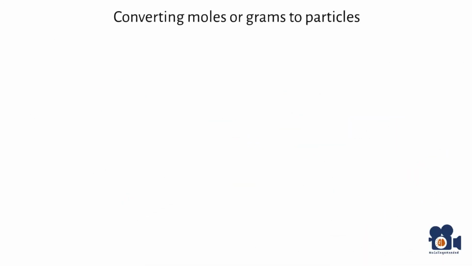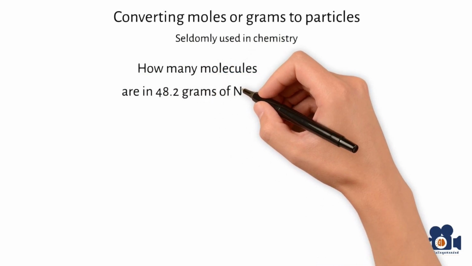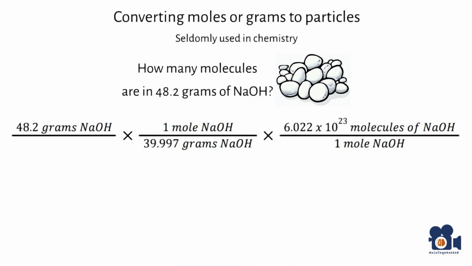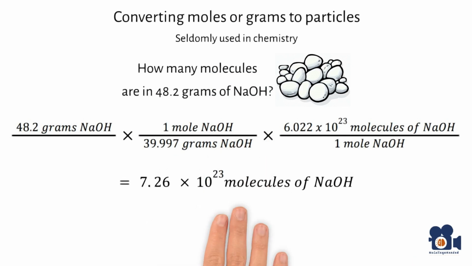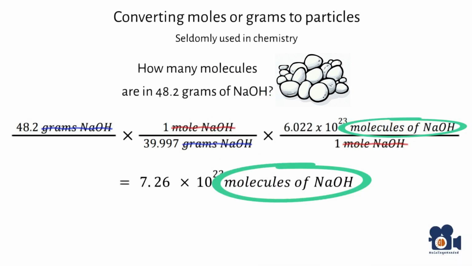Converting moles or grams to particles is seldom used in chemistry, but for completeness, I will show you how to set it up with the dimensional analysis. Say you want to know how many molecules are in 48.2 grams of sodium hydroxide, NaOH. The equation would look like 48.2 grams of NaOH divided by 39.997 grams of NaOH multiplied by Avogadro's number, 6.022 times 10 to the 23rd molecules of NaOH to equal 7.26 times 10 to the 23rd molecules of NaOH. Again, crossing out the units is highly beneficial.